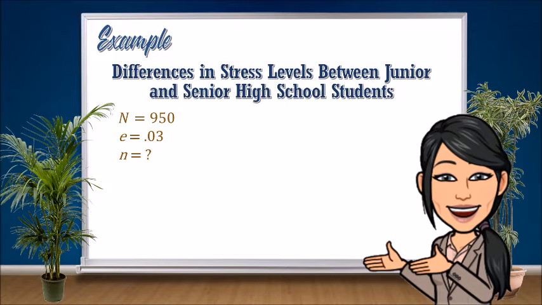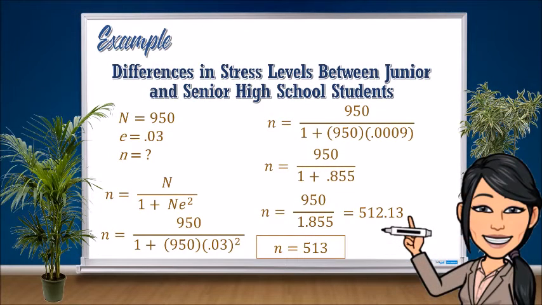Example: a study on the differences in stress levels between junior and senior high school students. Let's say the population of junior high school and senior high school is equal to 950. What is the required sample size with a 3% margin of error? We will substitute the given in the Slovin's formula. Sample is equal to 950 over 1 plus 950 times the square of 0.03.